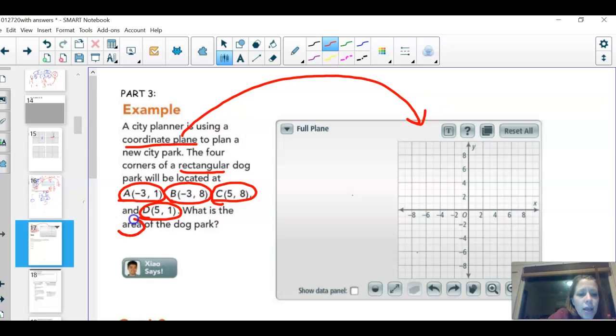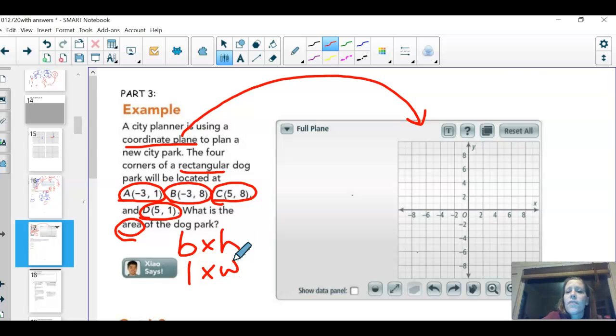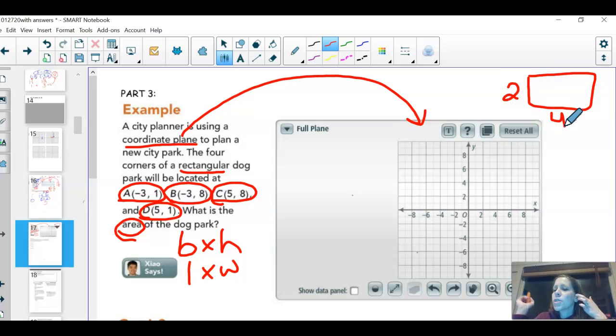¿Qué es el área? Remember, for area, I'm doing base times height or length times width. So if I have a rectangle, si yo tengo un rectángulo, yo voy a multiplicar los dos lados. I'm going to multiply the 2 sides. 2 por 4, 2 times 4. The area is 8. So I need to use these points to find the area.